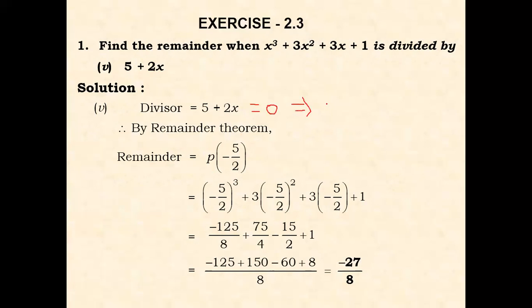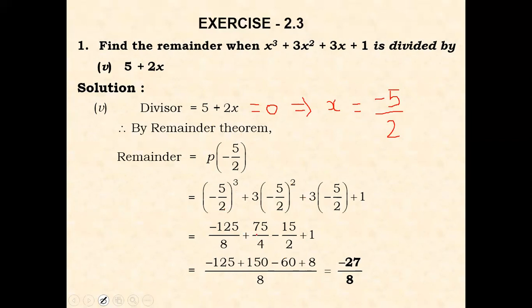It will come to be x is equal to minus 5 by 2. You transposed 5 towards the right side, that becomes minus 5 upon 2. Now again you have to put minus 5 upon 2 everywhere in place of the variable. So minus 5 upon 2 power 3, then 3 times x square, minus 5 upon 2 power 2, then plus 3. So you have put it everywhere and solve the fractional subtraction or addition here.